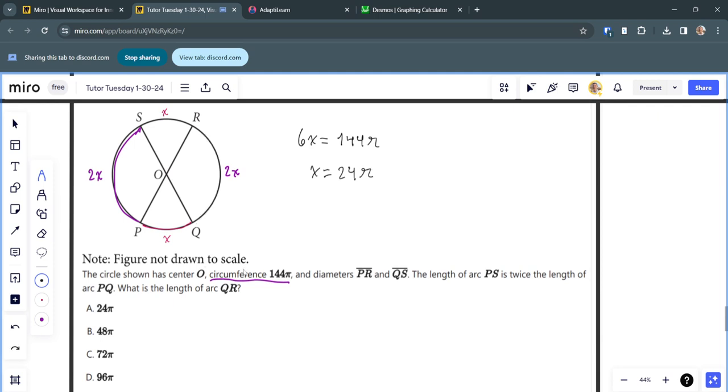From Q to R, it's a length of 2x. The arc length is 2x. So really, that's asking for 2x, which is 2 times 24 pi, which is 48 pi.